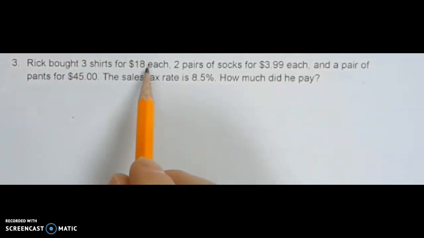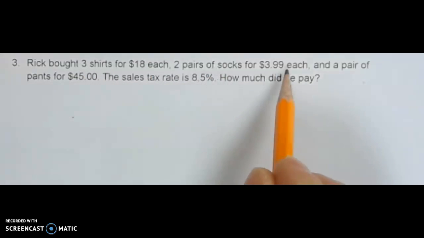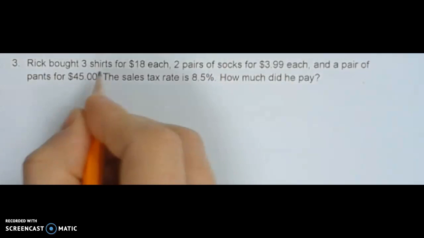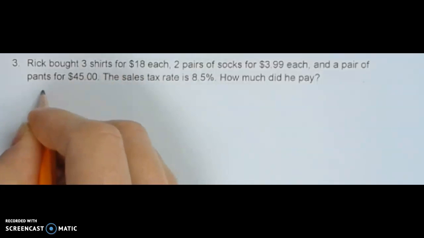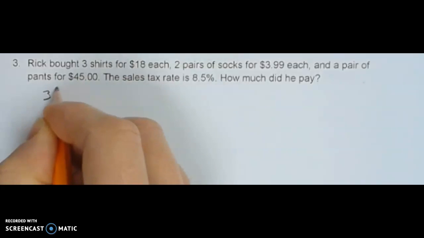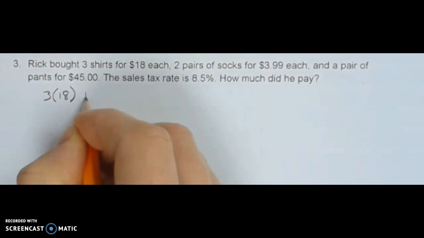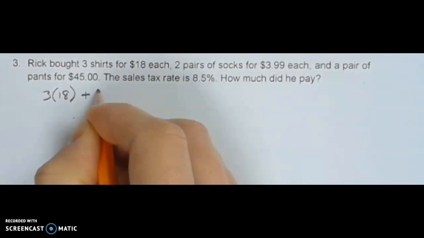We've got 3 shirts for $18 each, 2 pairs of socks for $3.99 each, and the pants for $45. So to get the amount for the shirts, there's 3 shirts, $18 each, so we'll do 3 times 18. And then we're going to add on for the socks. He's getting 2 pairs.